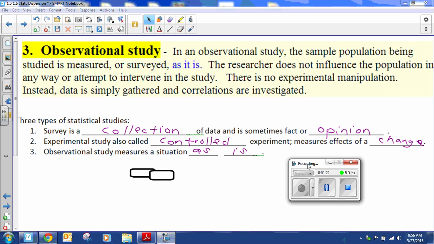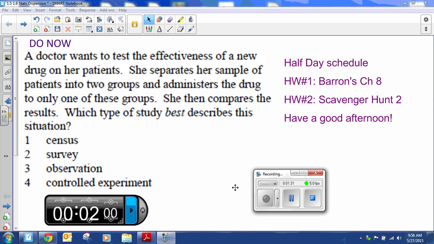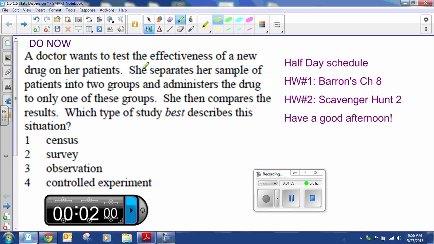There's no change. The sample population is being measured or surveyed and nothing is changed. A doctor wants to test the effectiveness of a new drug on her patients. She separates her sample of patients into two groups and administers the drug to only one of these groups. She then compares the results. Which type of study best describes the situation? And this would be a controlled experiment because it was broken down into two groups, one being the same, the other one getting the drug.